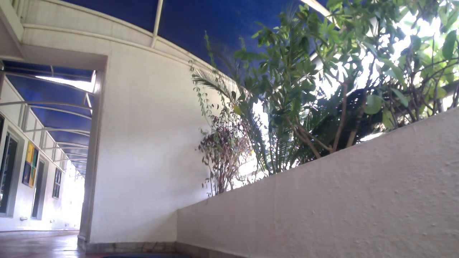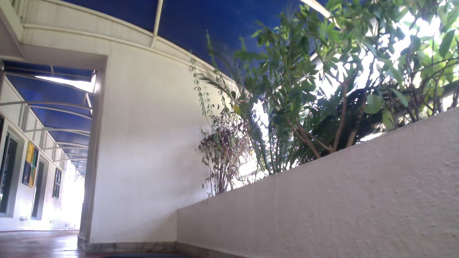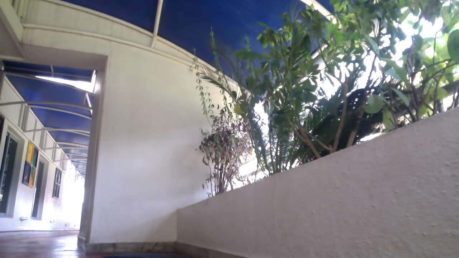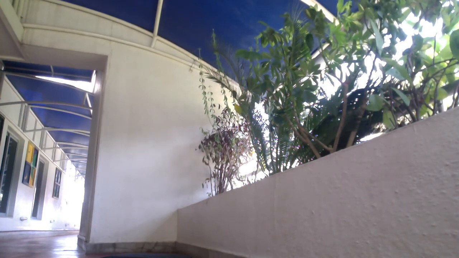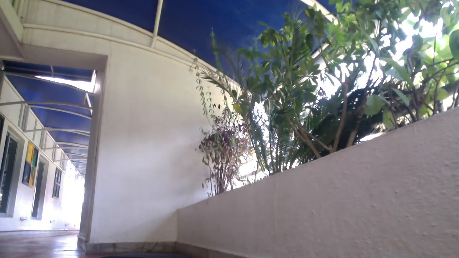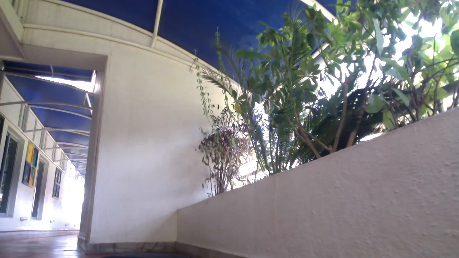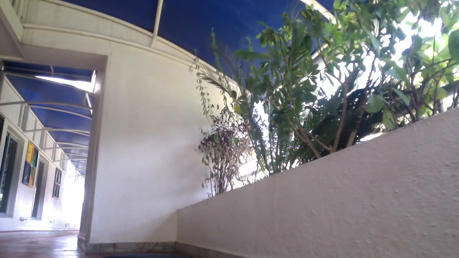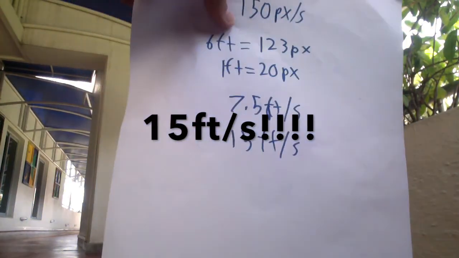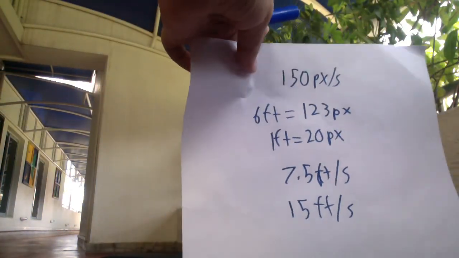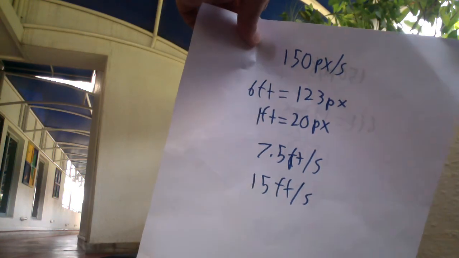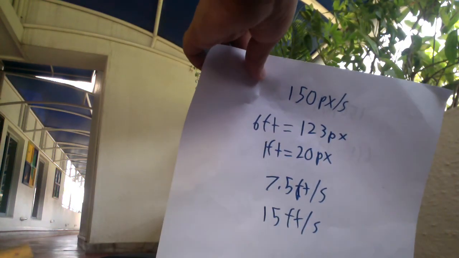Those are faster. Yeah, 2 times faster. So basically, you have to multiply by 2. So 7.5 feet per second times 2 is equal to 15 feet per second. That's almost as fast as a regular bullet. And that's a beam speed.